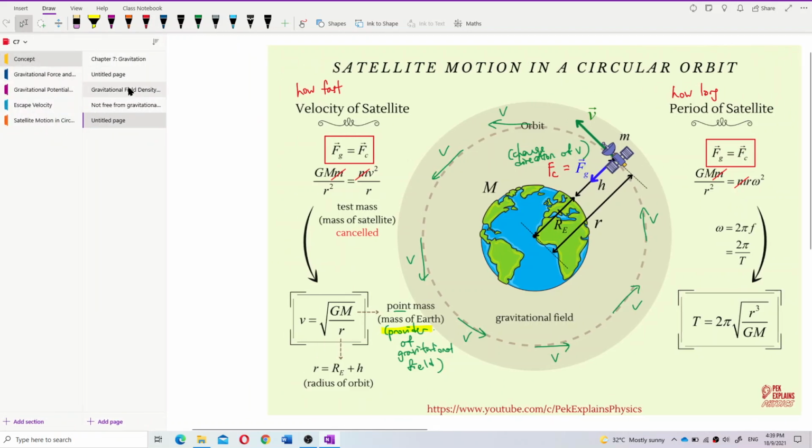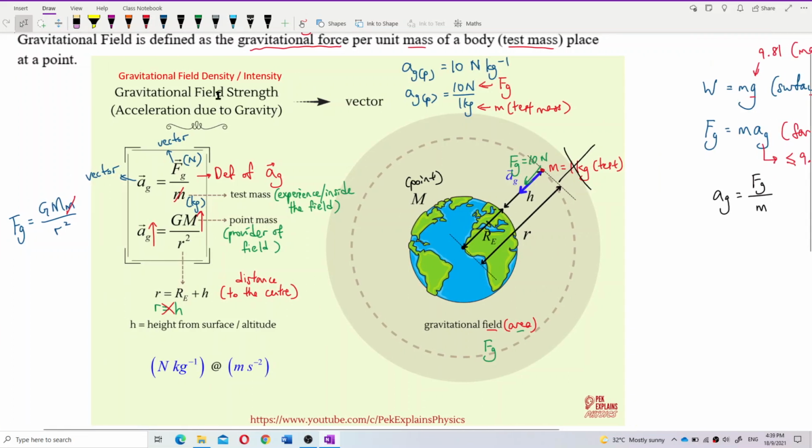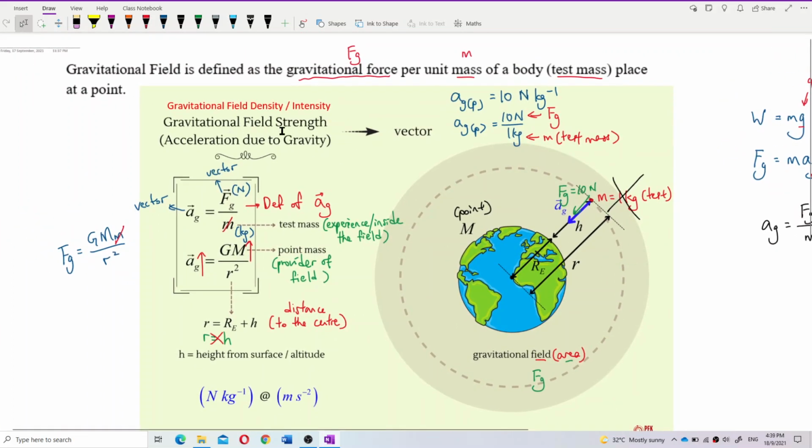Look back to the definition of gravitational field strength. The gravitational field is the area where you can experience the gravitational force. The definition for gravitational field strength is gravitational force per unit mass. Gravitational field is the area where you can feel this gravitational force.